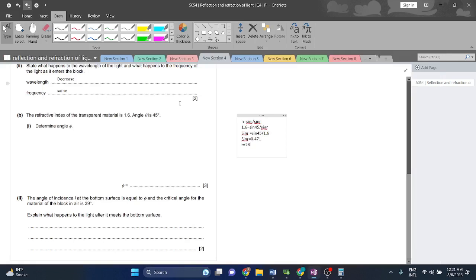sin 45 divided by 1.6. Sorry, we get 0.44. My bad. 0.442 आ रहा है. और अगर हम इसको इन्वर्स करें, inverse 0.442 will get an angle of 26. Sorry, my bad. 26 will be the angle.